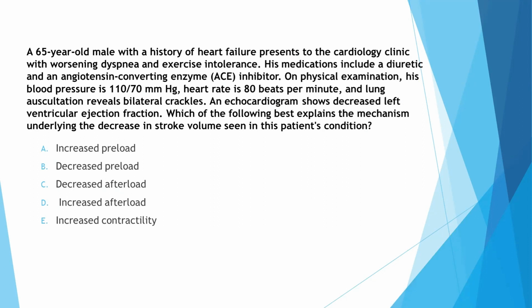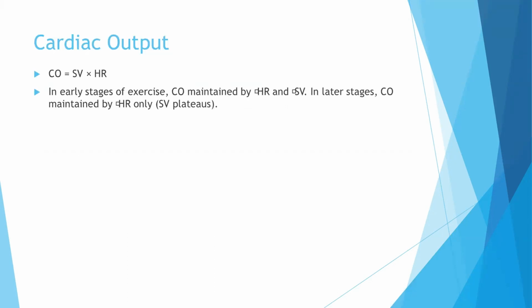To understand this question, you need to have an idea about heart failure, the types of heart failure, systolic or diastolic type of heart failure, and also about the Frank-Starling mechanism. Before we move on to that, let's discuss some of the basics. For example, what is cardiac output? Cardiac output is stroke volume times heart rate, right? In the early stage of exercise, it is maintained by increasing the heart rate and increasing the stroke volume. In later stages, it is maintained by the heart rate only, as the stroke volume plateaus.